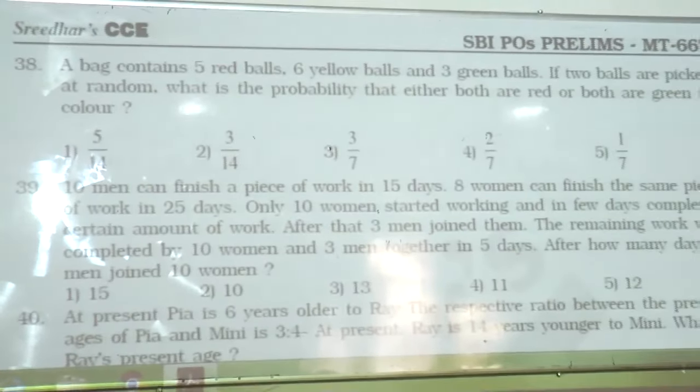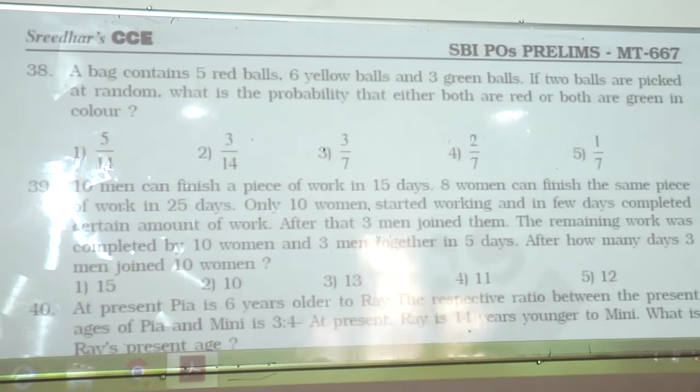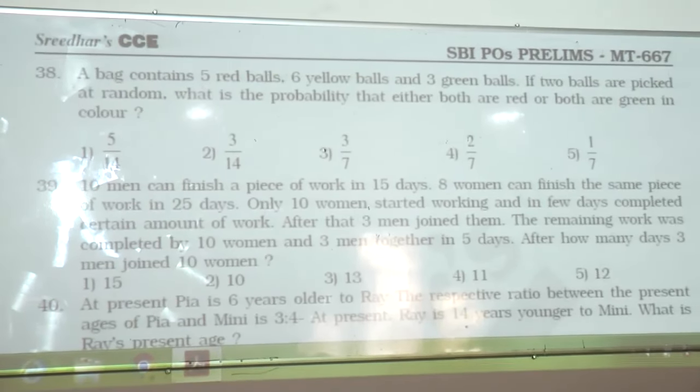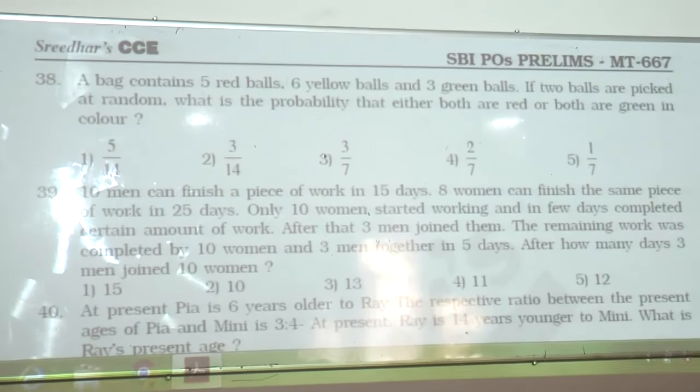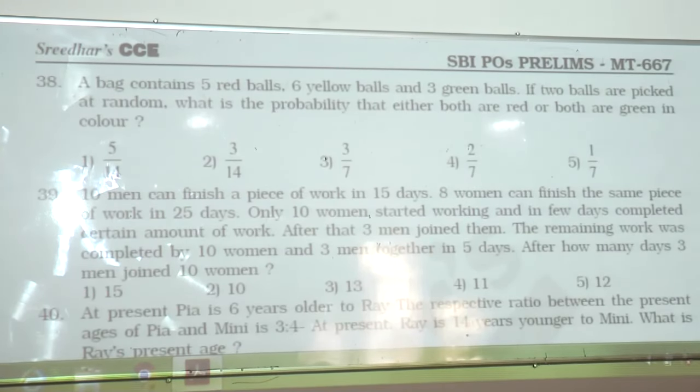A bag contains 5 red balls, 6 yellow balls and 3 green balls. Total how many balls we have? 14 balls. If 2 balls are picked at random, total number of outcomes are 14C2. What is the probability that either both are red or both are green?